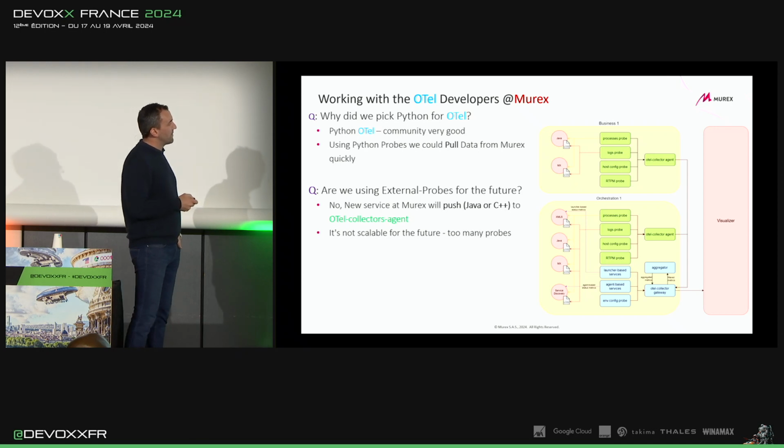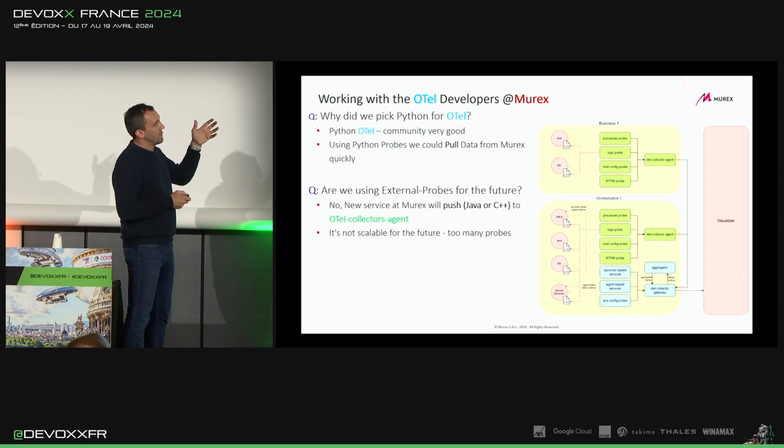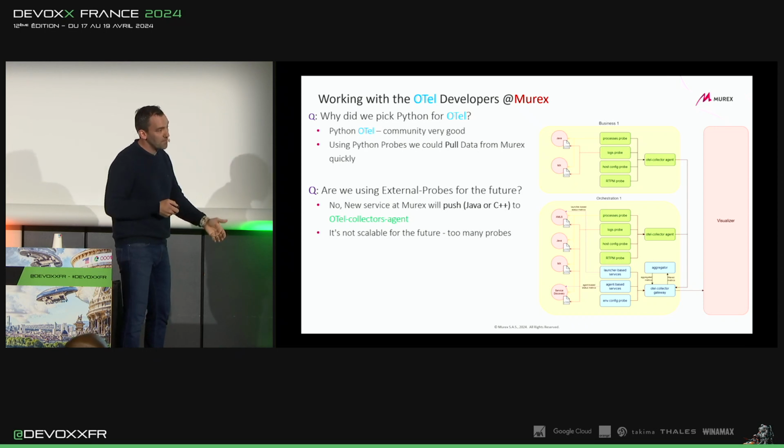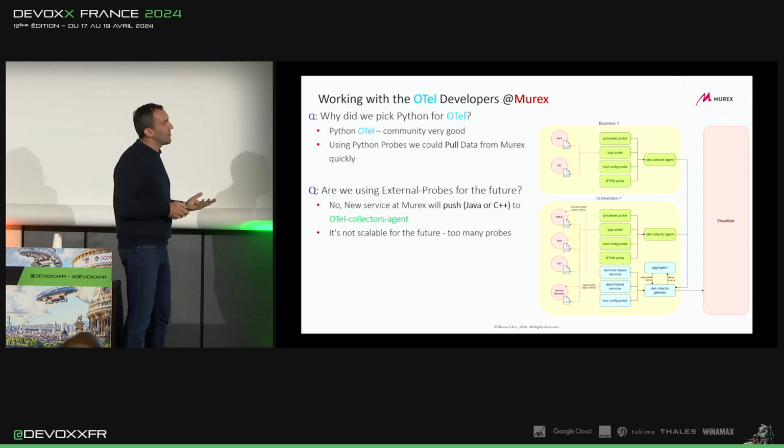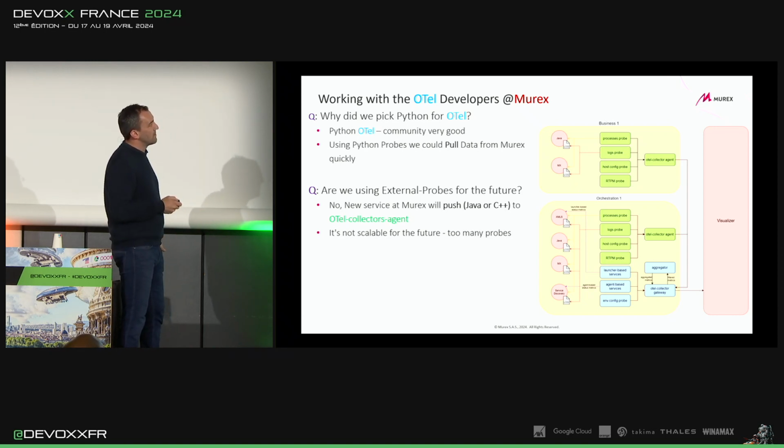So it's not scalable for the future to have too many probes. For example, if you keep adding on processes, you're going to keep adding on probes, and the box can get overwhelmed, performance, etc., etc. So we thought it was easier to integrate them here.